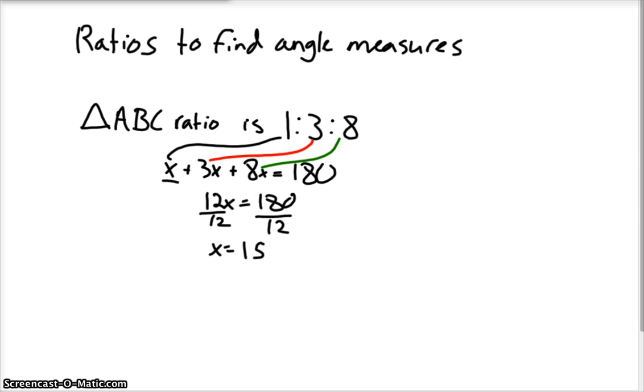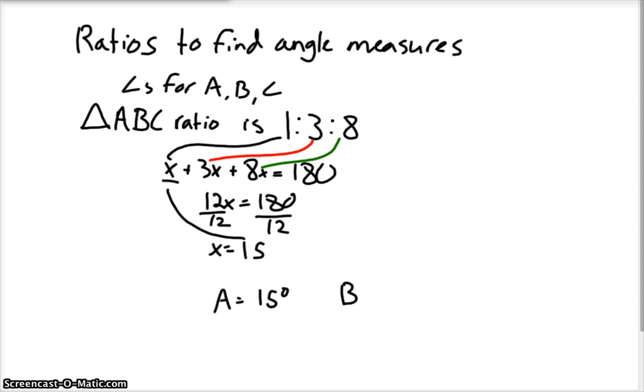It's asked us what the angles for A, B, and C are. What does each angle equal? So now we have to plug in 15 for each variable. I'm going to say 15 for x. And so I'm going to say A equals 15 degrees.